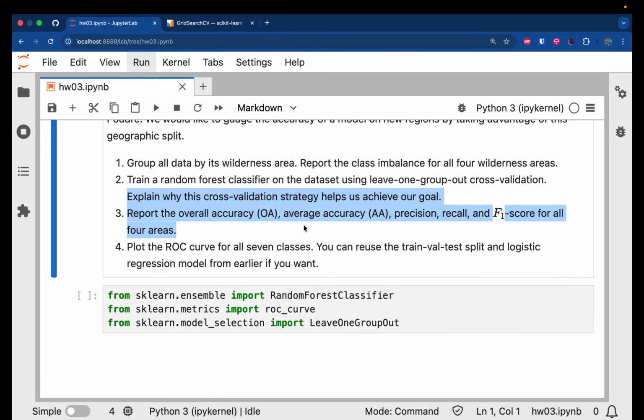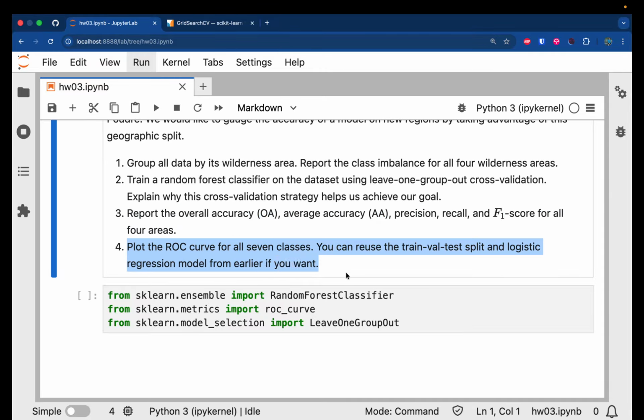People always miss this part. Just add a comment somewhere explaining why this helps us achieve our goal of gauging accuracy on an unseen region. Report these metrics for each of the 4 areas, and then plot this ROC curve.